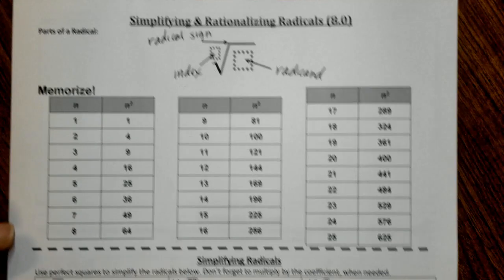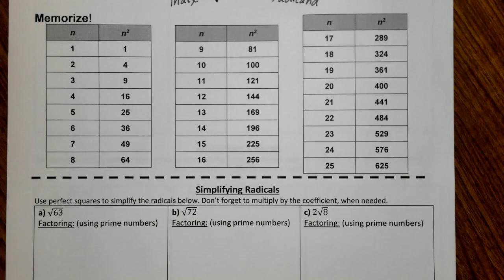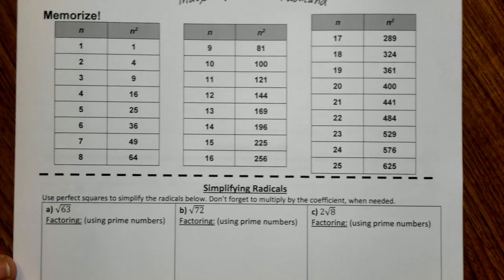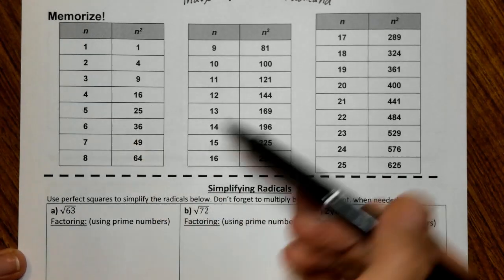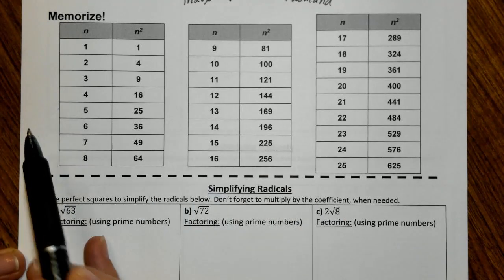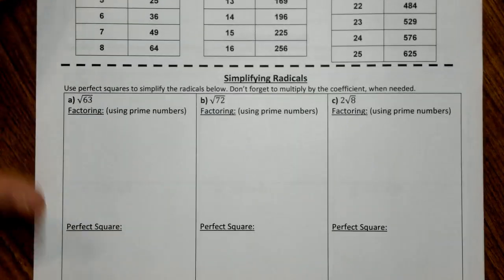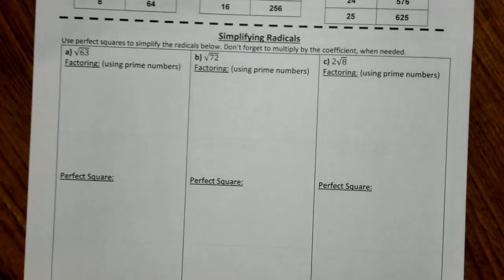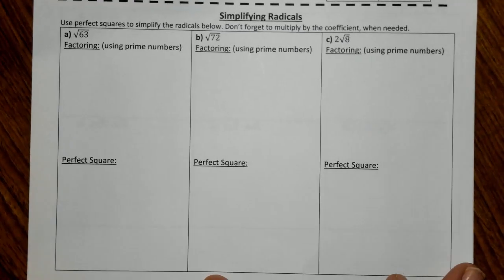Next, we have these perfect squares, going from 1 squared to taking the square root. We need to memorize as many as possible. This is going to make things a lot easier when dealing with our radicals and everything else in this chapter. So the more of these you have memorized, frontwards and backwards, the better off you're going to be. Now, with simplifying radicals, there are a couple different ways that you can do this.